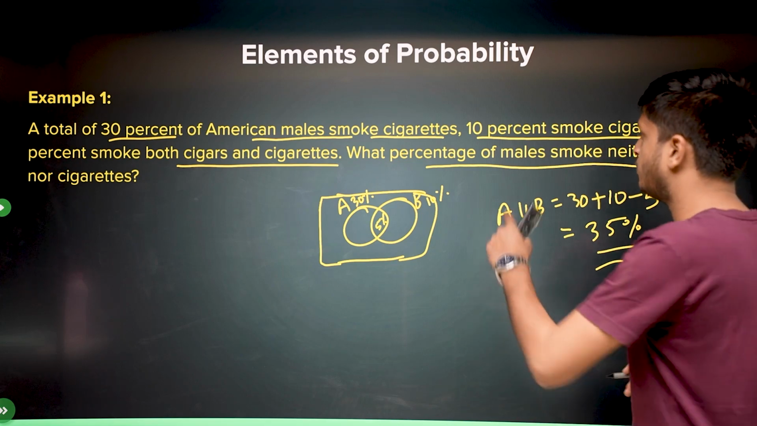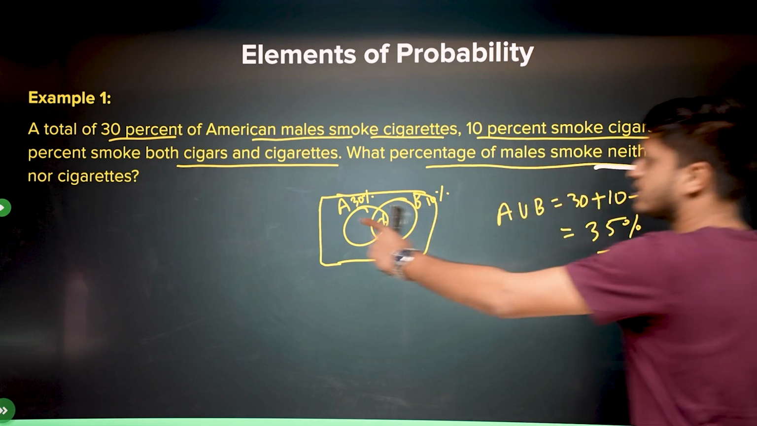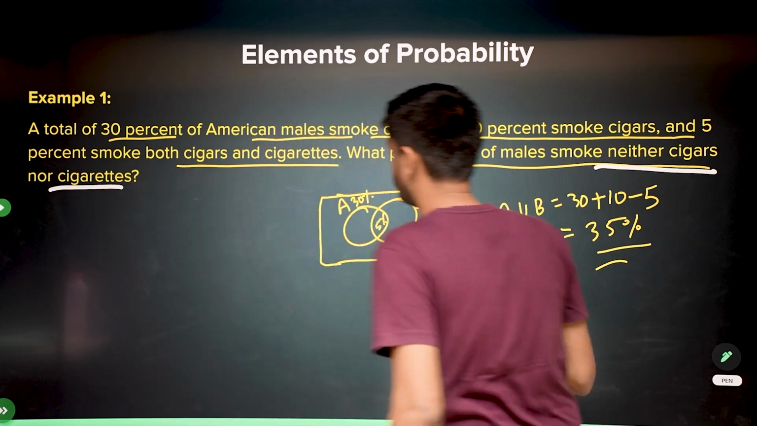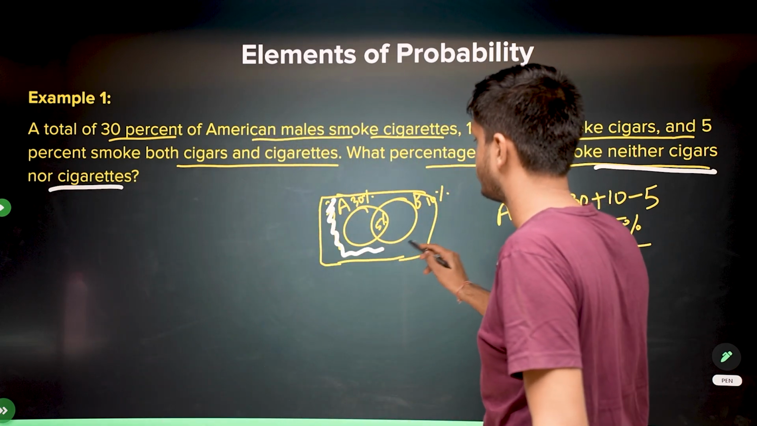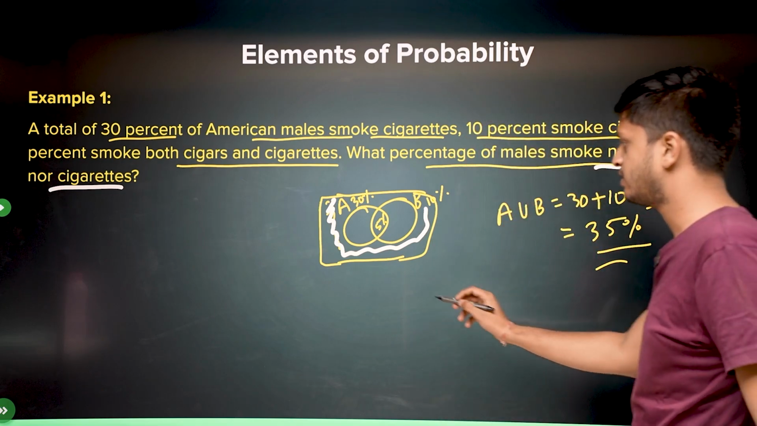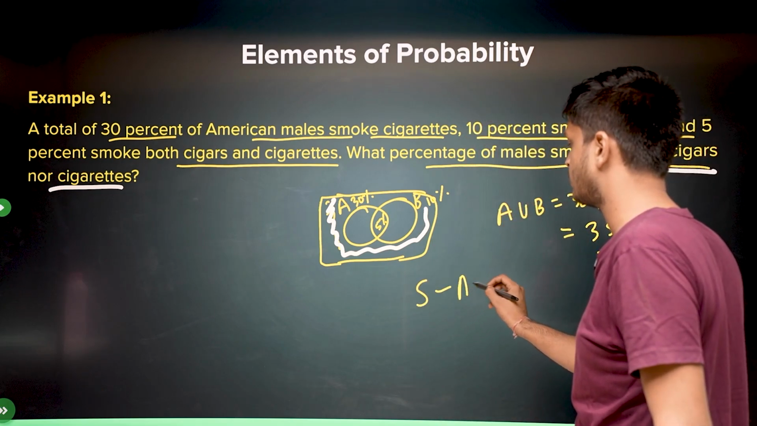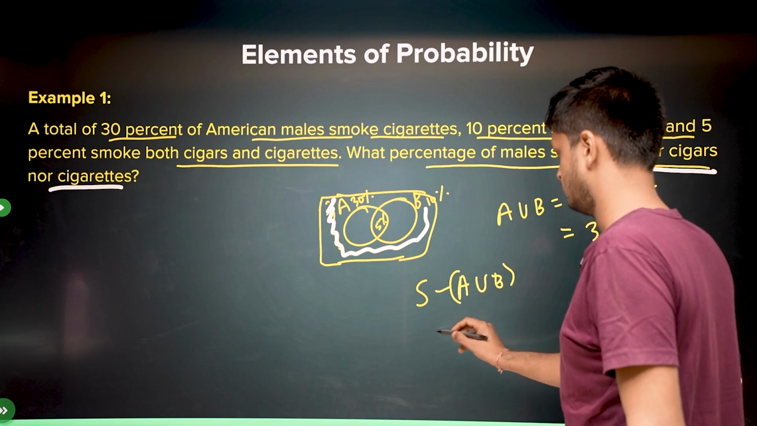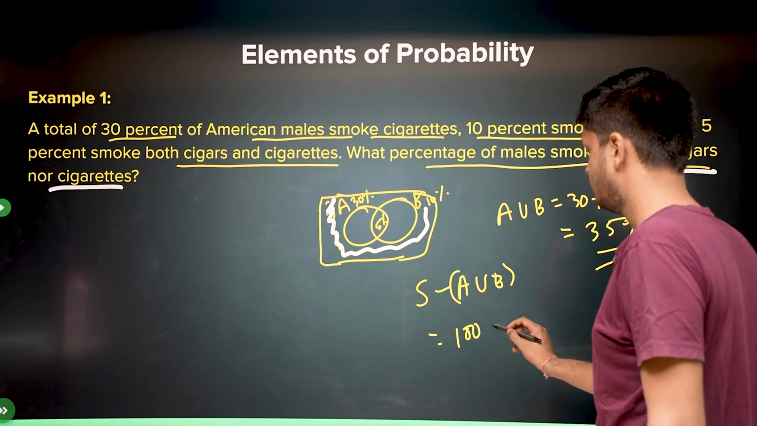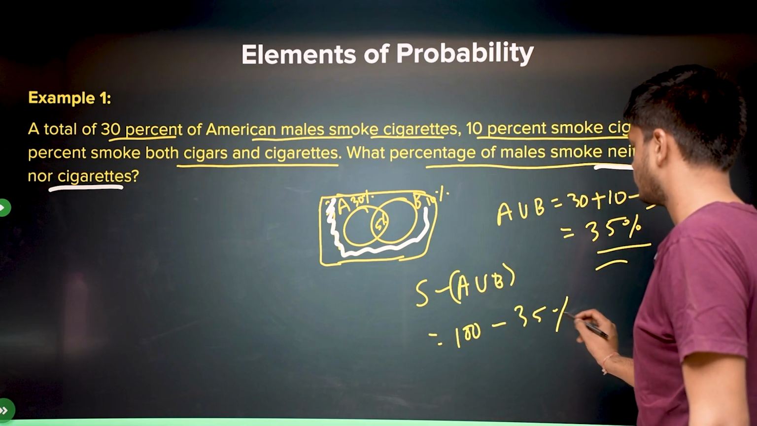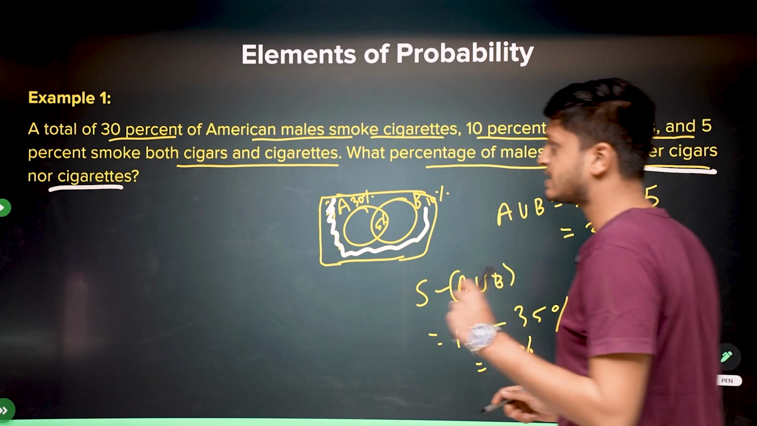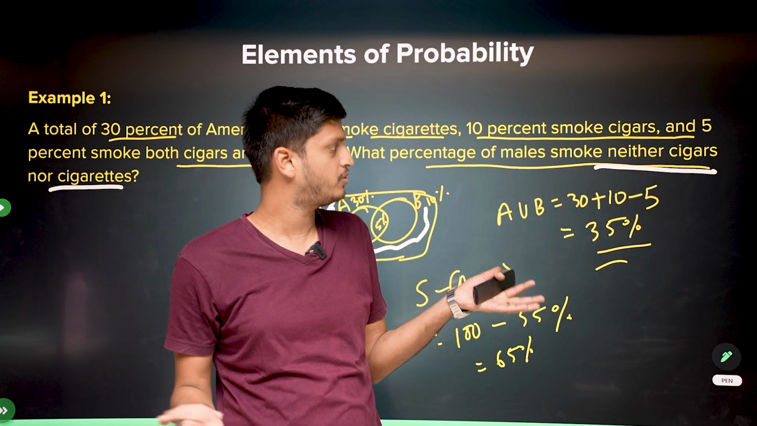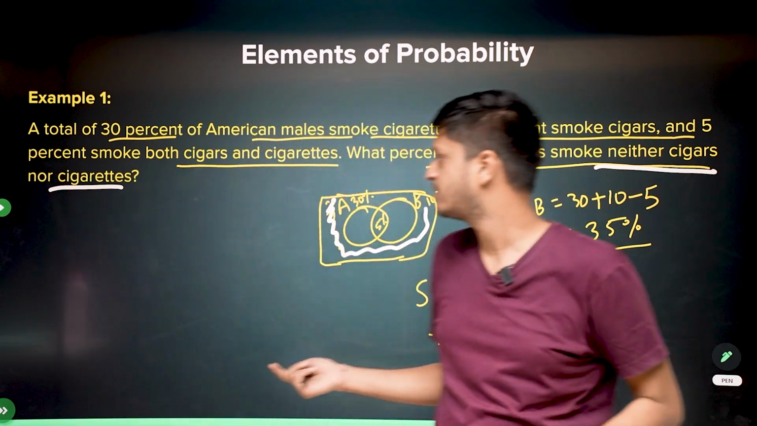Union. Now what we want? Neither cigar nor cigarette. None of them, which means the outer set. Basically we want this outer set. So it is basically the sample space minus A union B. Sample space is 100% minus 35%. So that's our answer. So total of 65%. And total of 65% people won't smoke cigar or cigarettes. Cool.